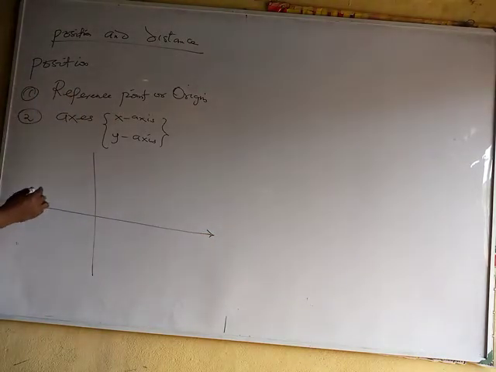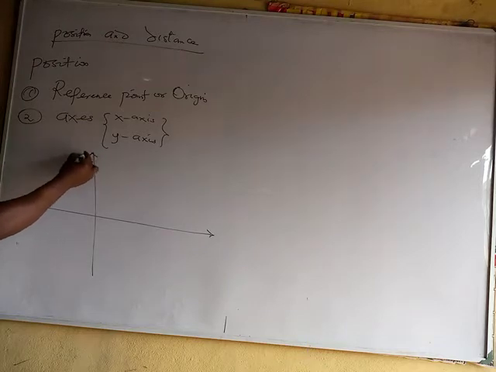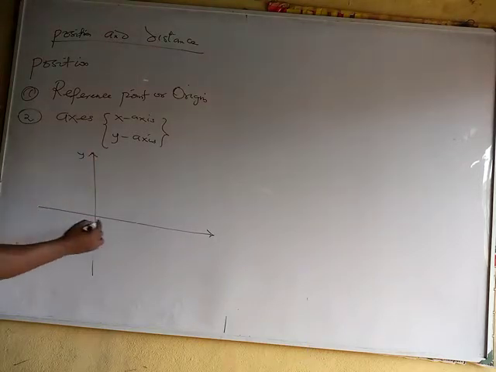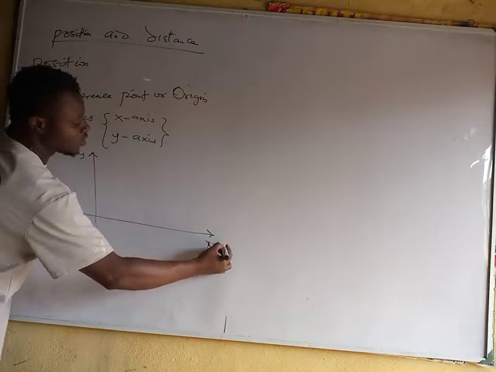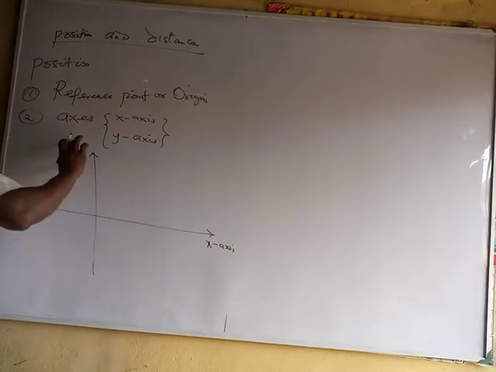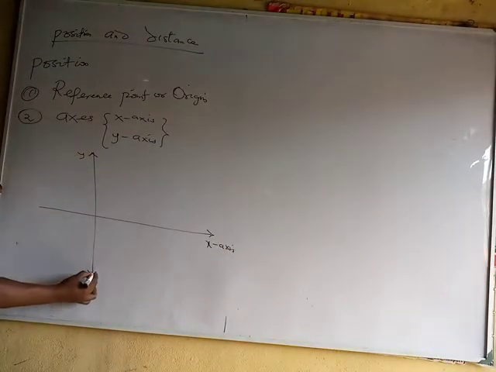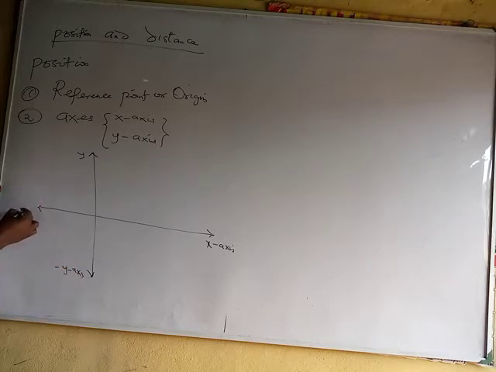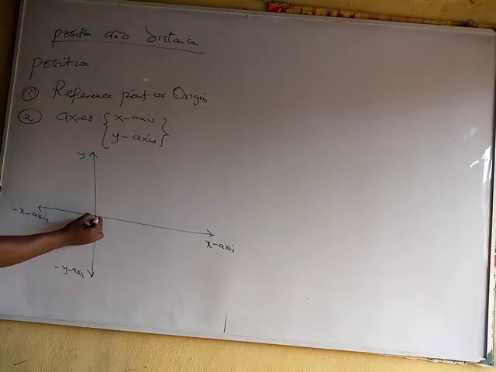In this Cartesian method, here is what? Y axis. And here is what? X axis, positive X axis. Here is positive Y axis. Down here is what? Negative Y axis. And here is what? Negative X axis. This particular point is our origin, which is (0, 0).